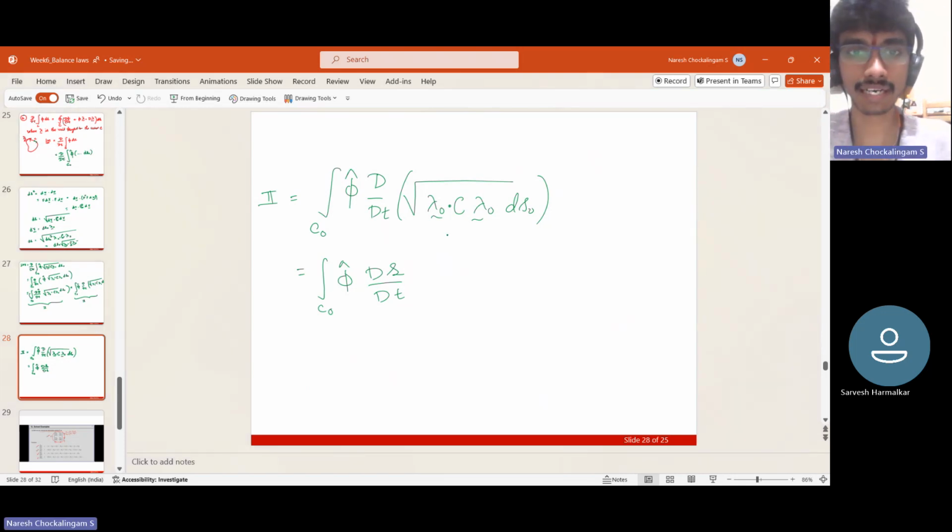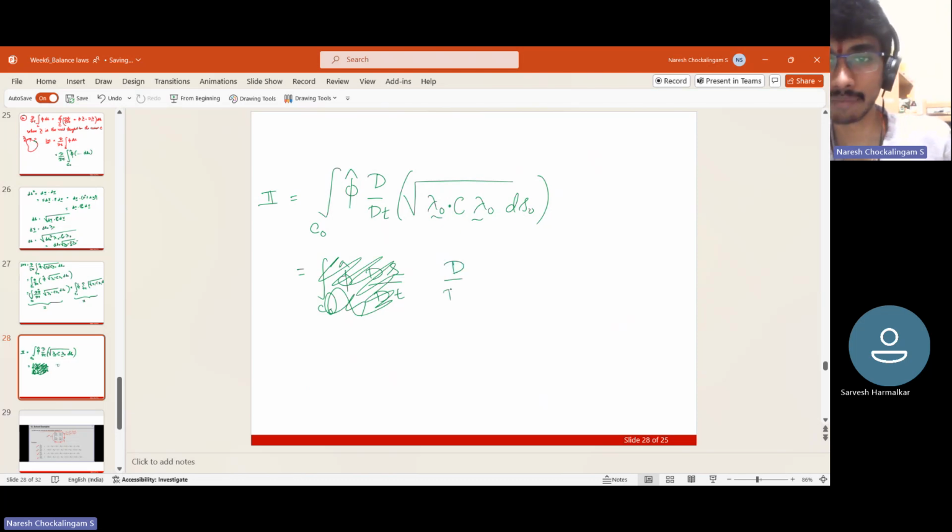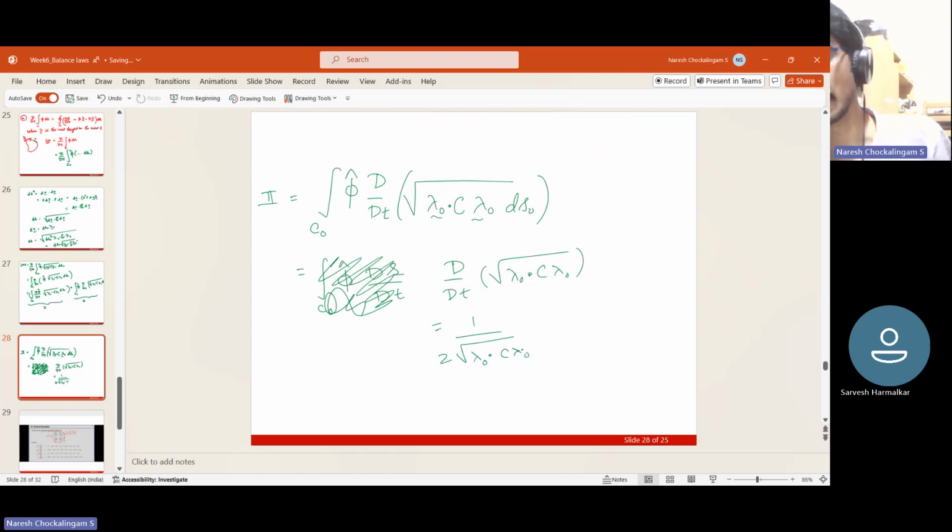The next step is to find this quantity. Right? We have to find out what this quantity is. So here we have a d by dt of the square root term. ds naught does not depend on time. So you have d by dt of the square root of lambda naught dot C lambda naught. And what is it? The square root of a certain function gives 1 by 2 square root of lambda naught dot C lambda naught.